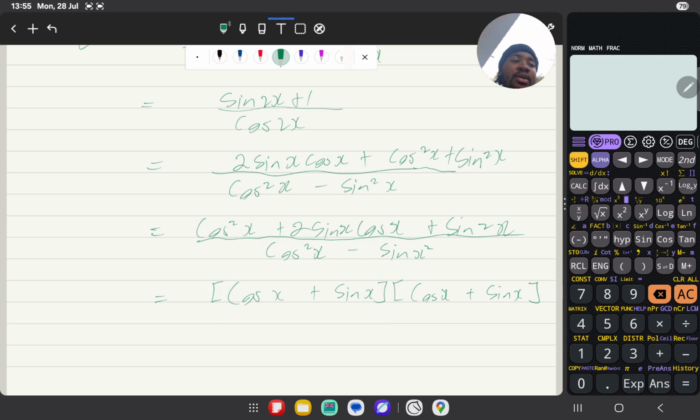Yeah, so now you see I have it like that. I can now do this, and the reason is, let's look at the denominators. What we have for the denominator, remember, is the difference of 2 squares. So this is cos x minus sine x, and then here it's going to be cos x plus sine x.